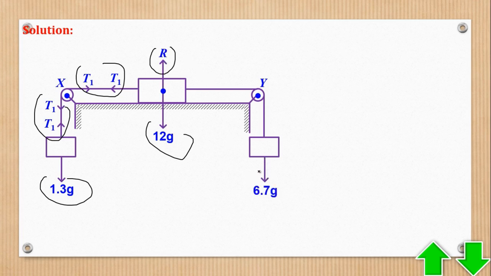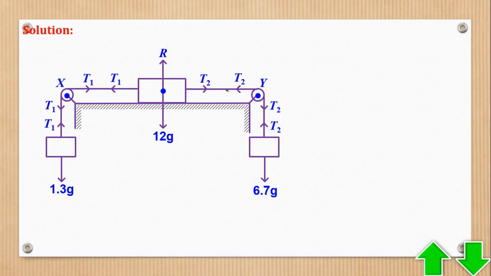Then here the weight will be 6.7 G, and here the tension is different from this, so it will be T2, arrows facing each other. The same applies to here, T2 arrows facing each other. Then this is heavier than this, so it will go downwards, this will go upward, and automatically this will go to the right. Okay, it was rough, so there should be friction.